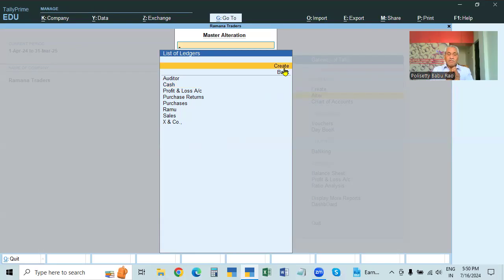For example, for starting the business, the proprietor will bring capital, that is, the investment, called capital. So you introduce the capital into the business. In that case, cash comes into the business with a cash account and a capital account. These two accounts are required. Cash is already available, so we require only the capital account. So go here, create.